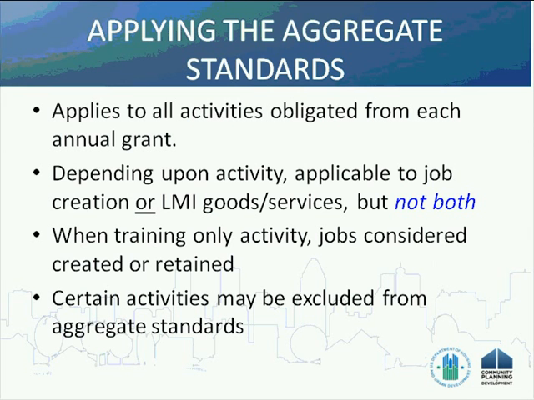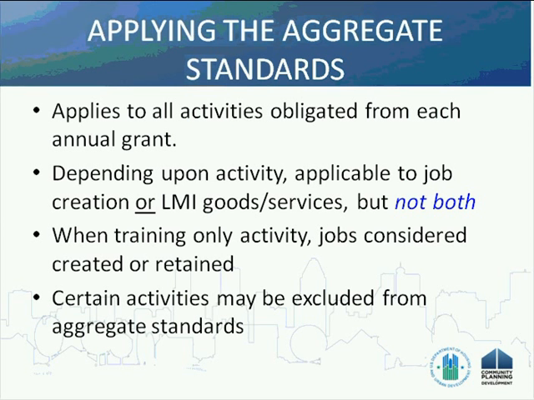The aggregate public benefit standards are applied to all activities that are obligated by the grantee against a given grant or appropriation year. So this calculation is not related to when the CDBG funds are actually spent. In order to calculate the aggregate standard, the grantee will sort its projects into two categories: those that created jobs and those that provided goods and services. If an activity met both tests, the grantee must assign it to one group or the other, but not both.